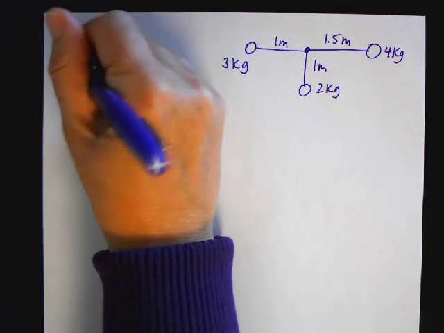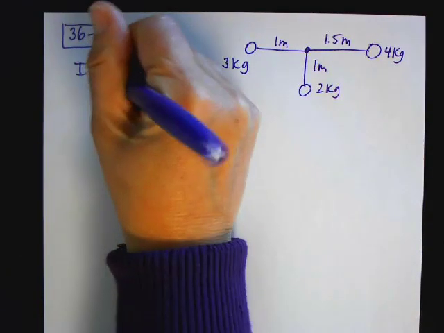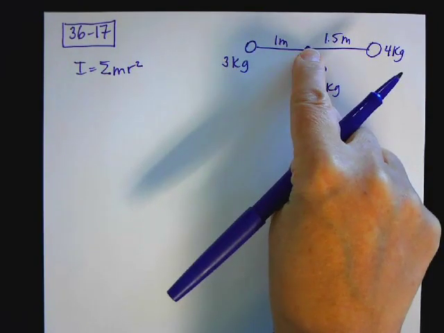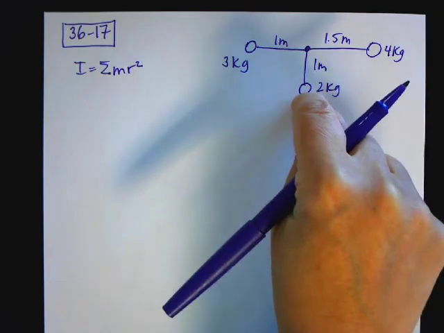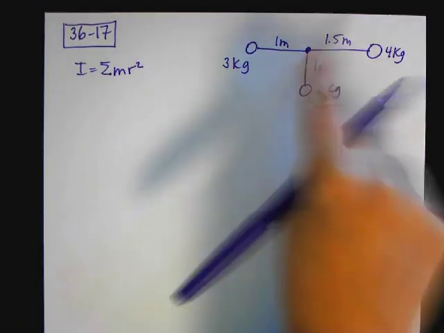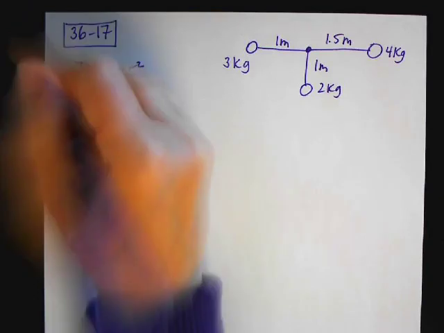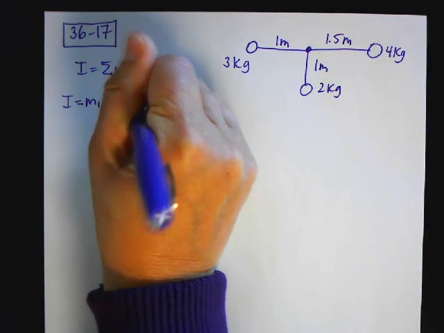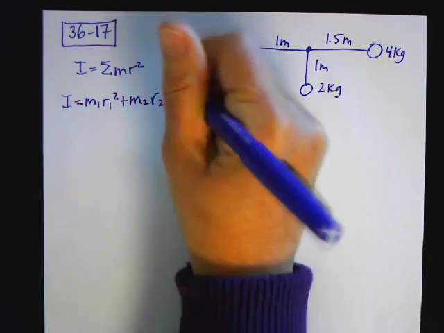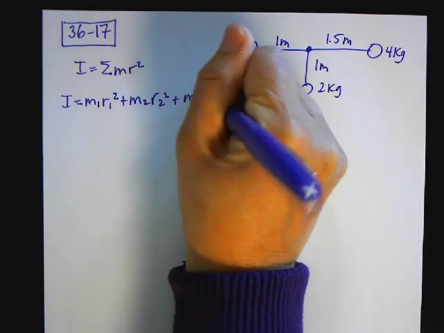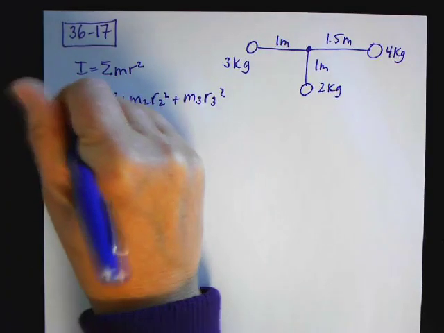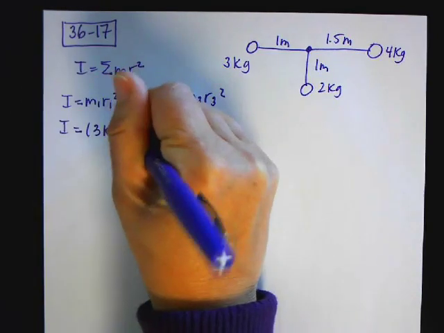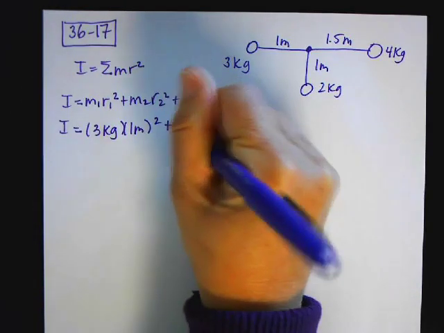So the moment of inertia of the system is basically the summation of mr squared. It's this mass times this distance to the axis of rotation squared, plus this mass times this distance to the axis of rotation squared, plus this mass times this distance to the axis of rotation squared. So I is equal to m1r1 squared plus m2r2 squared plus m3r3 squared.